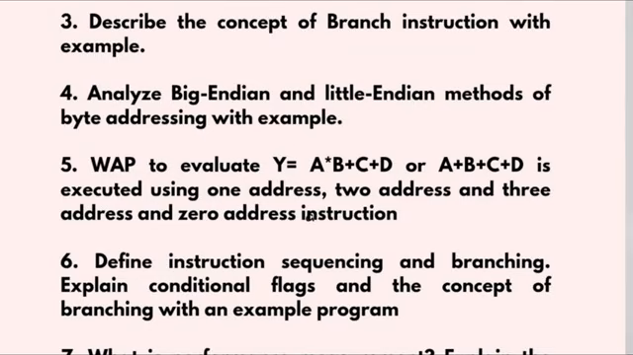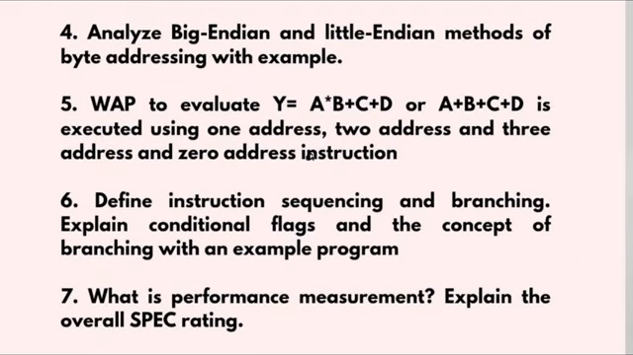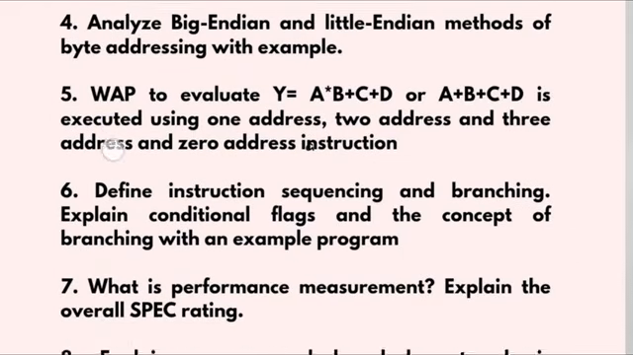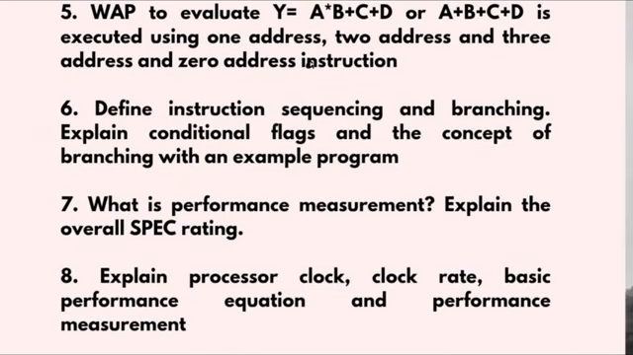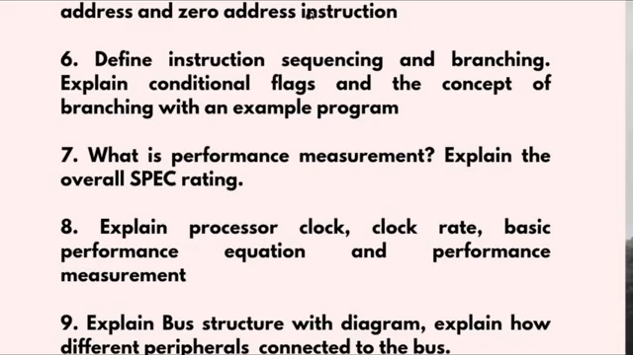So next one is, evaluate Y equals A star B plus C plus D, or A plus B plus C plus D, executed using 1 address, 2 address, 3 address and 0 address instructions. And define instruction sequencing and branching, explain conditional flags and the concept of branching with an example program.